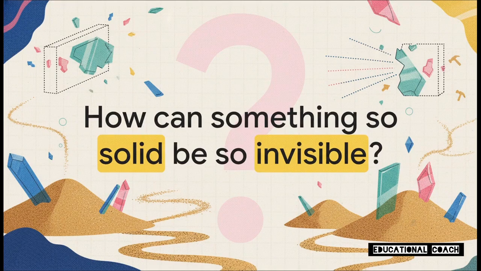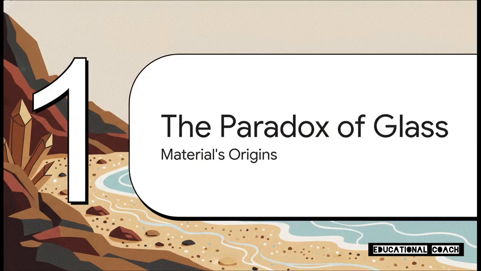I mean, it's a total paradox, right? You can touch it, it can shatter into a million pieces, and yet light just sails through it like it's not even there. Well, to solve this mystery, we've got to start somewhere you might not expect, with a simple handful of sand. That's right. The whole story of our crystal clear windows and phone screens actually begins right there, with one of the most common materials on the entire planet.